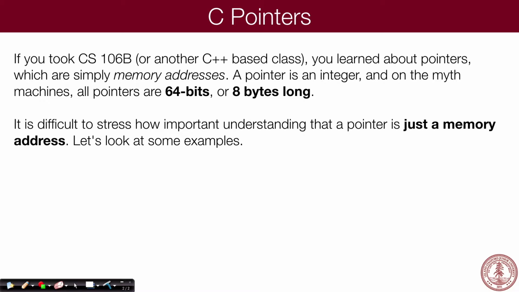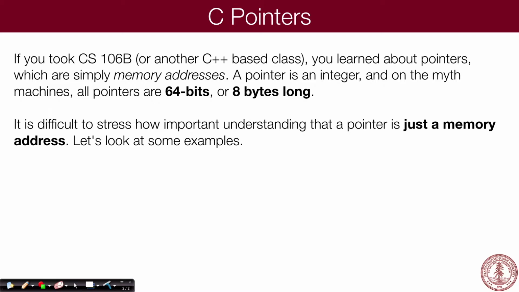Now, on the myth machines, pointers are 8 bytes long. They're 64 bits, and they will refer to a memory address. It turns out that we only care about the bottom 48 bits, but we have 64 bits available in the pointer for the address. That gives you a giant address space, which means you can refer to lots and lots of memory with 64 bits. That's where we've come to with 64-bit machines.